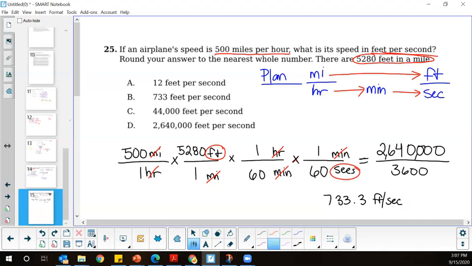All right, so look at your answer choices. Which one matches that most closely? And that would be B.